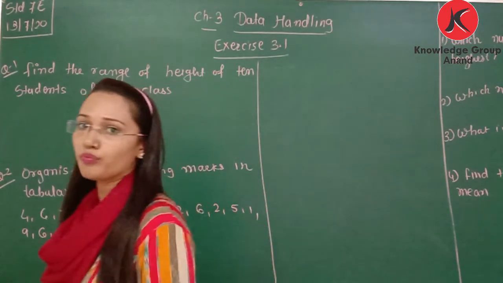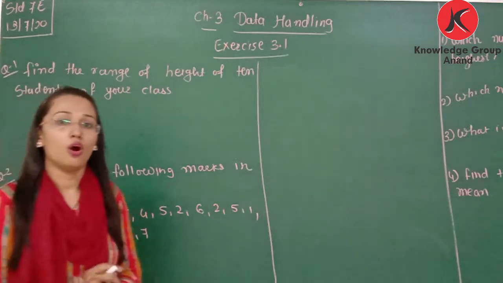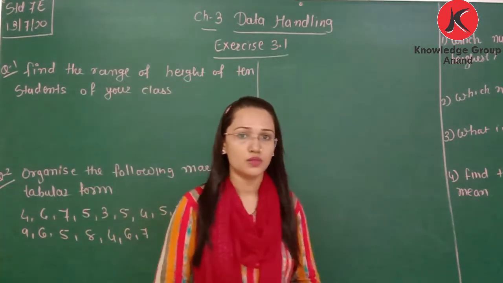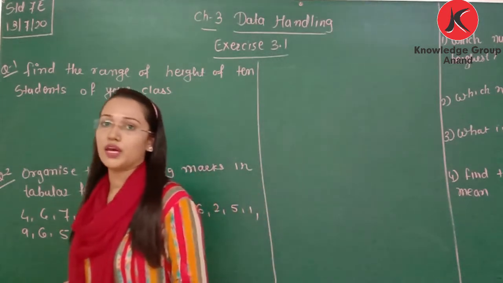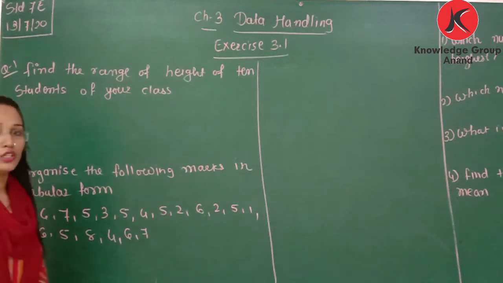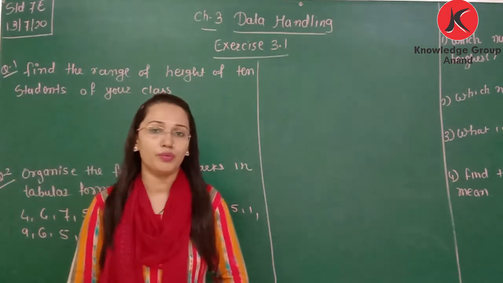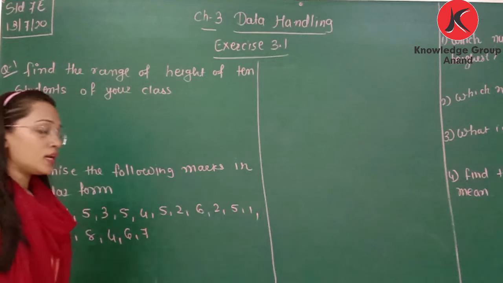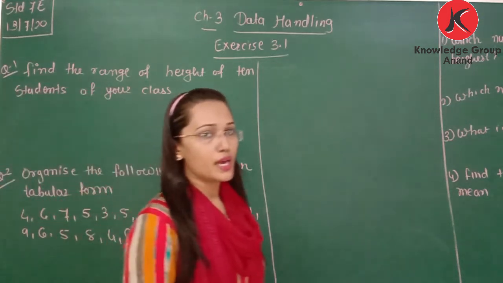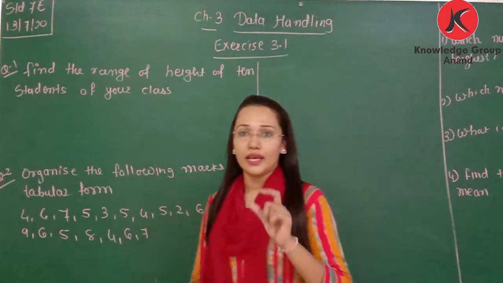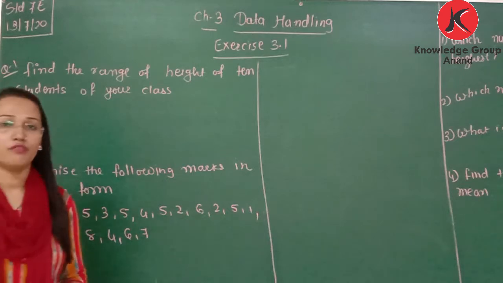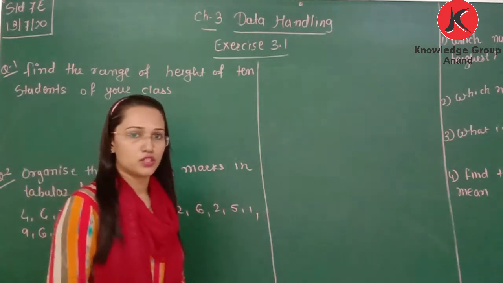Getting the information from a large amount of data organized in different ways will be easily useful to us. We can use tabular form, we can use a graph form. We learned about the introduction of data handling in a previous video. Also we learned one important thing, that is the arithmetic mean, or you can say average. Average means taking the sum of the given observations divided by the total number of observations.